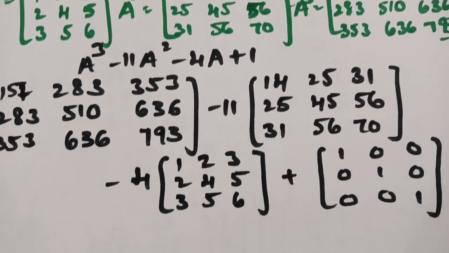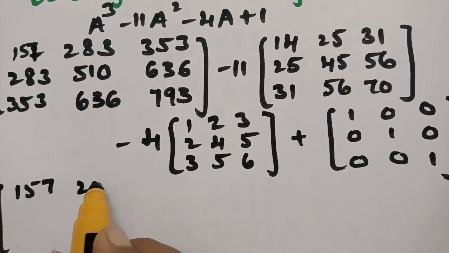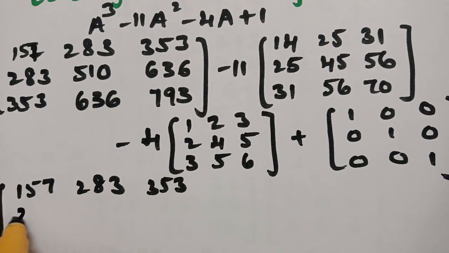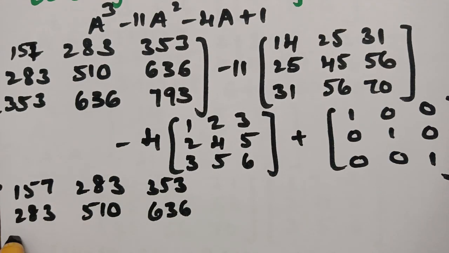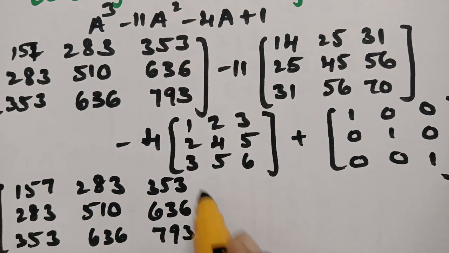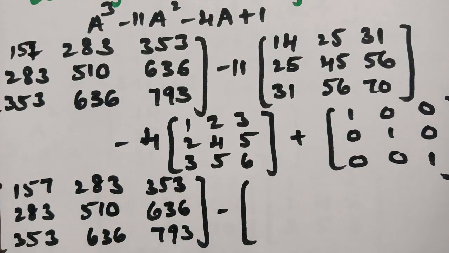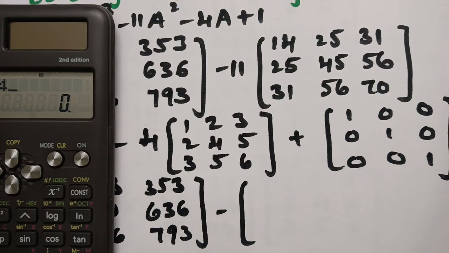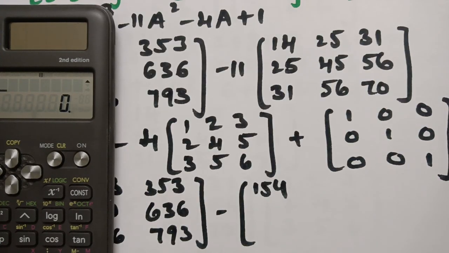So we have to find the equation here. This is as usual 157, 283, 353, 283, 510, 636, 353, 636 and 793. Here minus, we have to multiply with 11. See here, if I multiply with 11, 11 into 14, the value here is 154. And next one, 11 into 25.